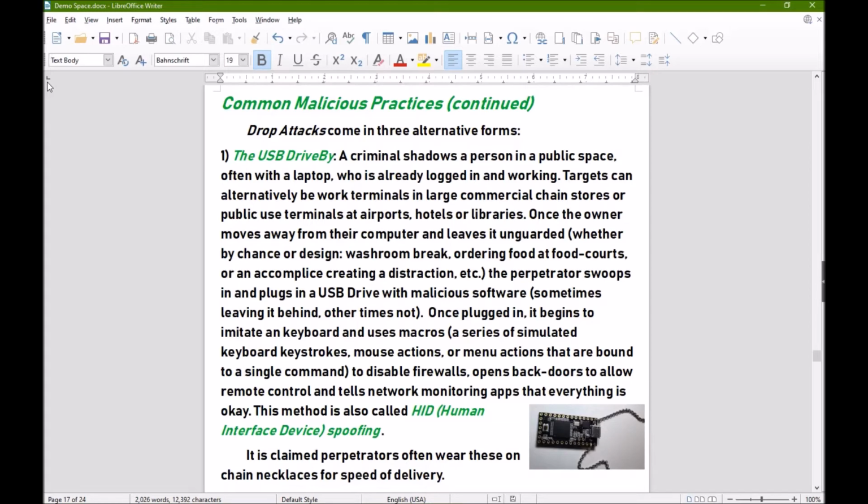Once plugged in, it begins to imitate a keyboard and uses macros, a series of simulated keyboard keystrokes, mouse actions, or menu actions that are bound to a single command, thereby disabling firewalls, opening back doors to allow remote control entry, and telling network monitoring apps that everything is okay. This method is also called HID, or Human Interface Device Spoofing. It is claimed perpetrators often wear these on chain necklaces for speed of delivery.